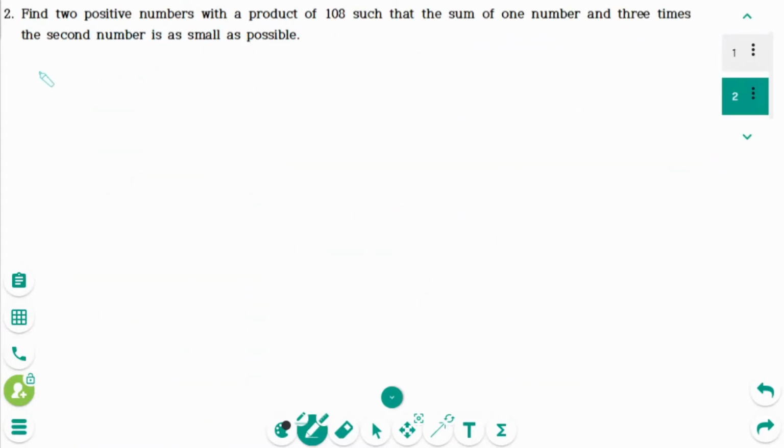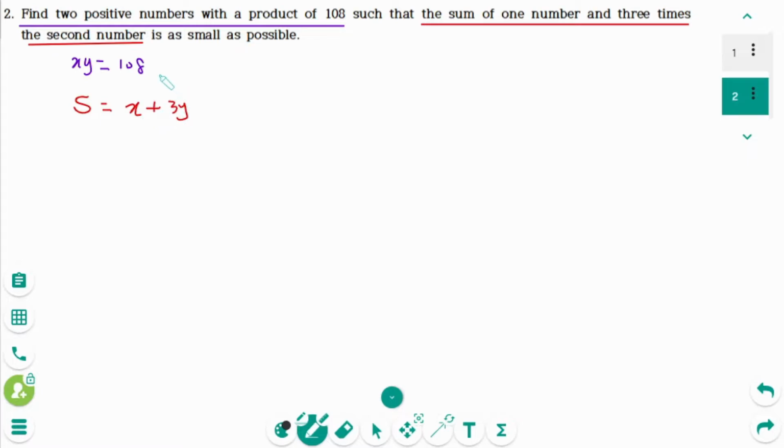Question 2. Find two positive numbers with a product of 108. Let x and y be the positive numbers such that x times y equals 108. The sum of the one number and 3 times the second number equals x plus 3y. We want to express s as a function of just one variable, so we eliminate x in terms of y, which is x equals 108 over y.